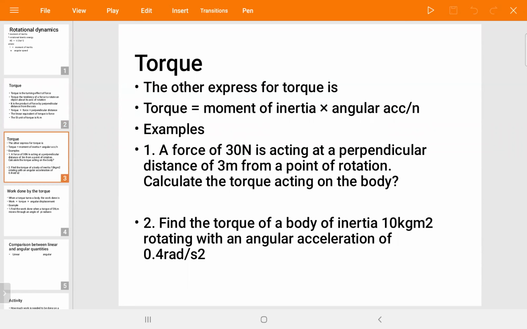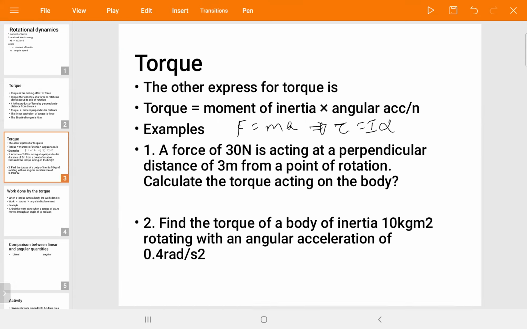And we do have another expression for torque. As you know, for force, force equals mass times acceleration. This is for linear motion, and equivalently for rotational motion, instead of force we can use torque, instead of mass we can use moment of inertia, and instead of acceleration, it is angular acceleration.